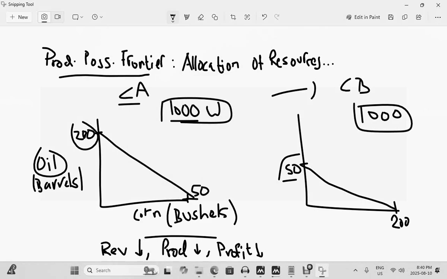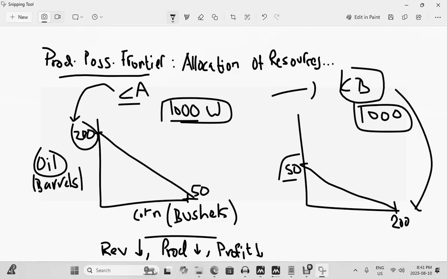All right, so we know that if you have 1,000 workers to produce oil, country A will be able to produce 200 barrels of oil, and 50 bushels of corn if it assigns 1,000 workers to produce corn. We also know that country B will be able to produce 50 barrels of oil if it assigns 1,000 workers to do the job, and 200 bushels of corn. So country B has an absolute advantage when it comes to production of corn, and country A has an absolute advantage when it comes to production of oil.